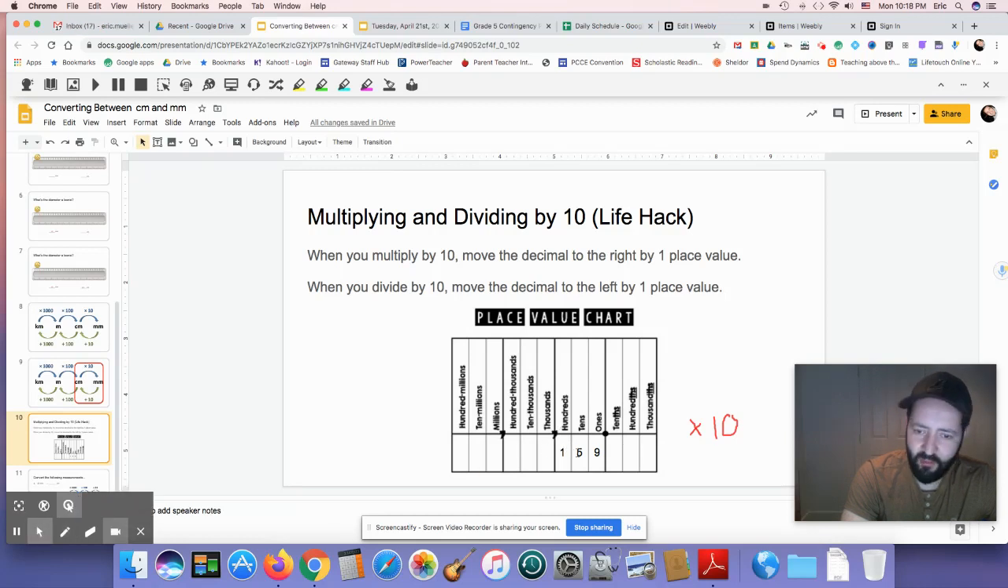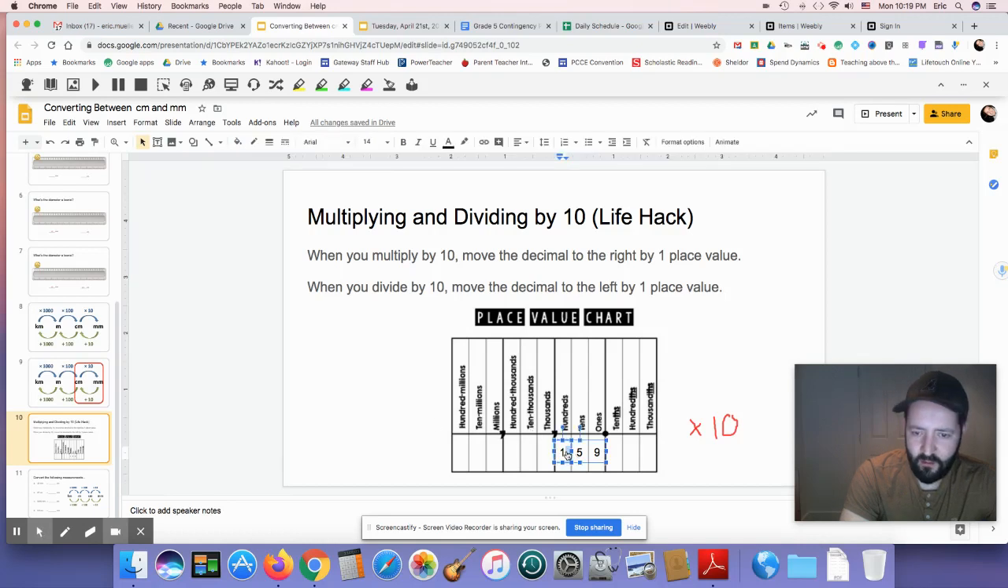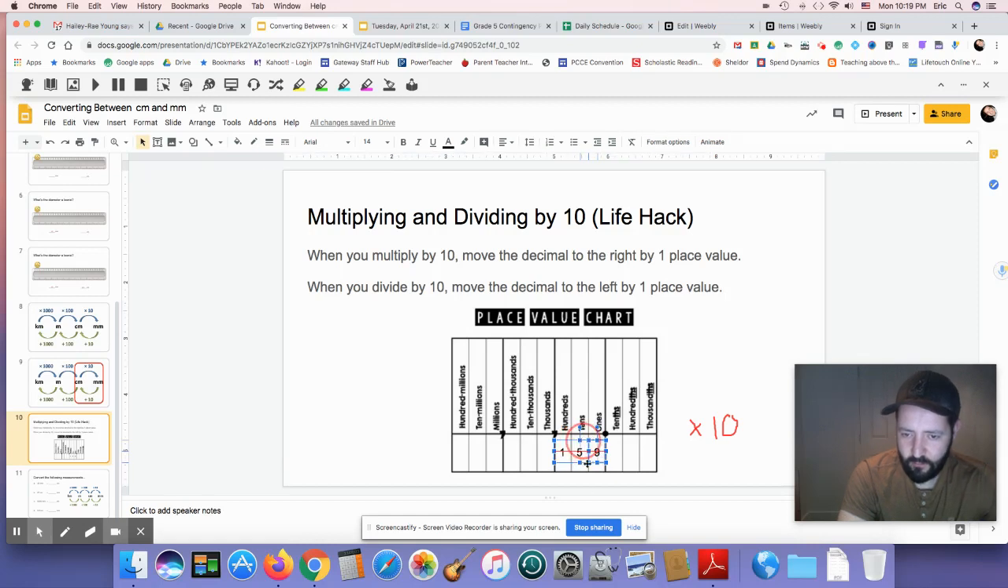And so what that looks like is if I grab this number on my place value chart, oh, is it going to let me grab it? I don't think it is. Oh no. Oh, there we go. Okay. So if I grab this whole number here, no, it's not going to let me do that. Okay. Well, let's try this a different way then.